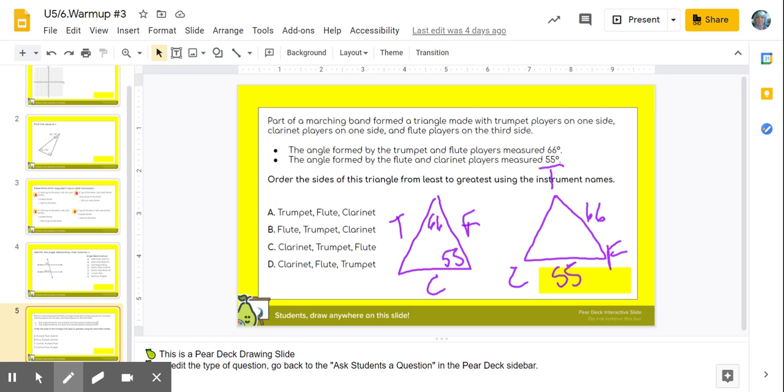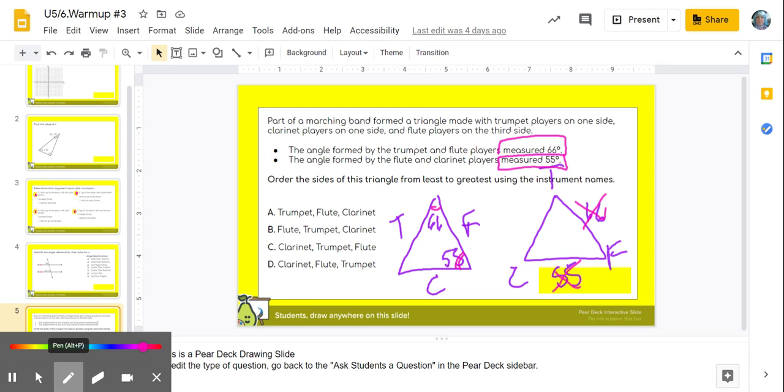Picture 1. Do we all agree? Why is picture 1 better? Because on picture 2, you did sides and it's degrees. So this is an angle measure. This is an angle measure. It needs to be at an angle, not at a side.